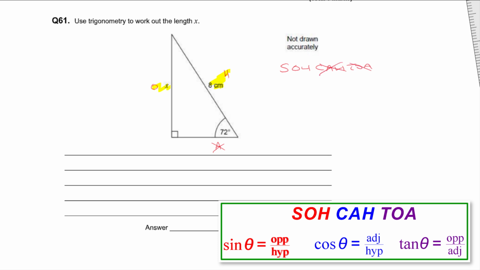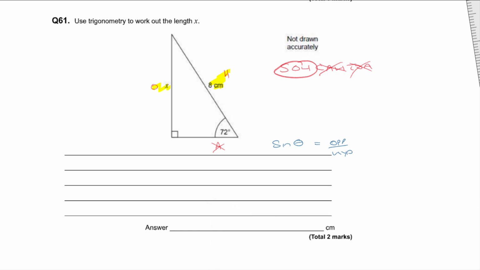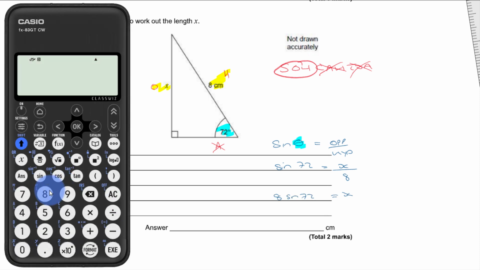So cosine has got an A in it. Tangent has got an A in it. So it's this one, it's the sine that we want in this case. Writing out the formula for sine, sine theta is equal to opposite over hypotenuse. Subbing in from the diagram, theta is a placeholder for the angle, that's 72. So sine 72 is equal to the opposite, x, divided by the hypotenuse, 8. Rearranging, x equals 8 sine 72. Type that into the calculator. 8 sine 72 comes out to be 7.608.